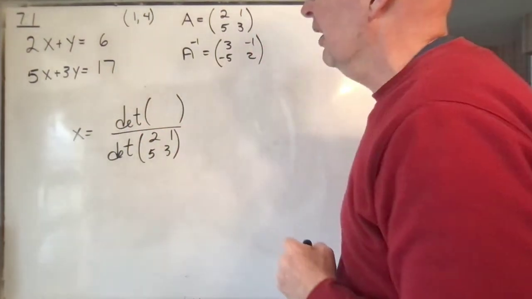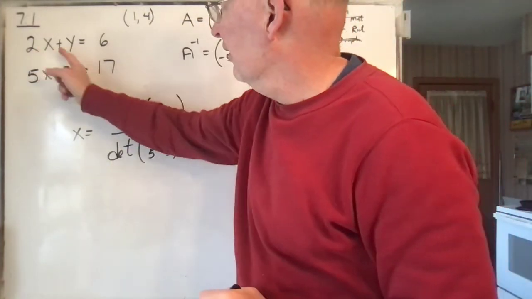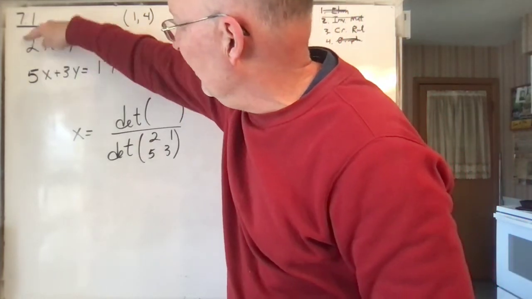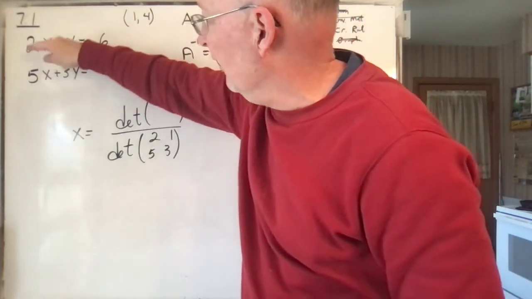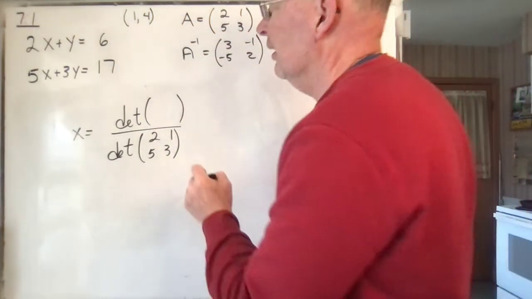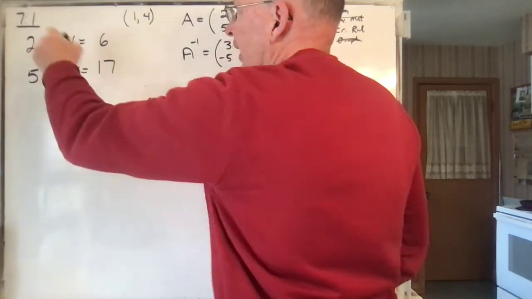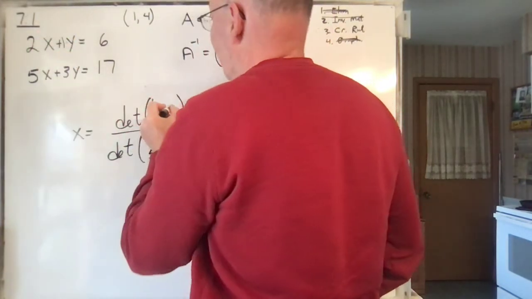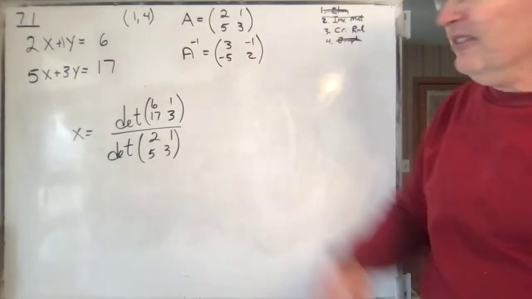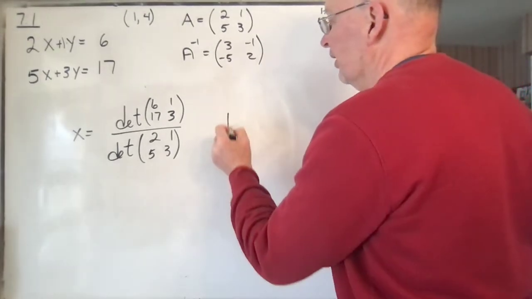And the determinant on top, what you do is, since you're trying to find the value for x, you replace these coefficients, the things in front of the x, with the solutions here, 6 and 17. So instead of 2 and 5, I'm going to put 6 and 17 there. And then these, that's a 1 and a 3. Okay? So that's a bunch of nonsense right now because I haven't told you what a determinant is. Here's what a determinant is.